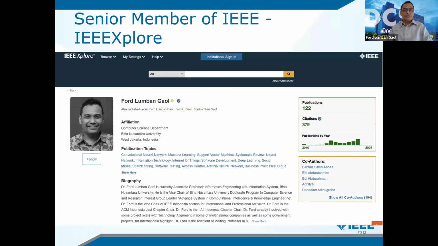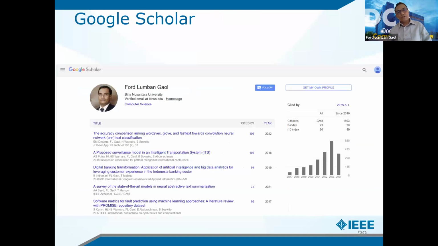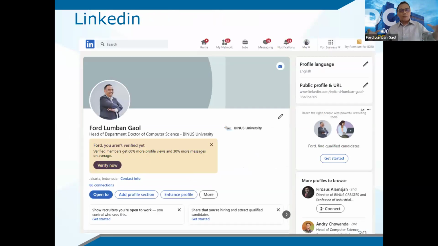And of course, IEEE, for instance, if you have this one, is an example. When you have IEEE Xplore, this is an example. And Google Scholar as well, if you want to look at the number of your papers, citations, h-index, et cetera. LinkedIn, of course, you can put in here.